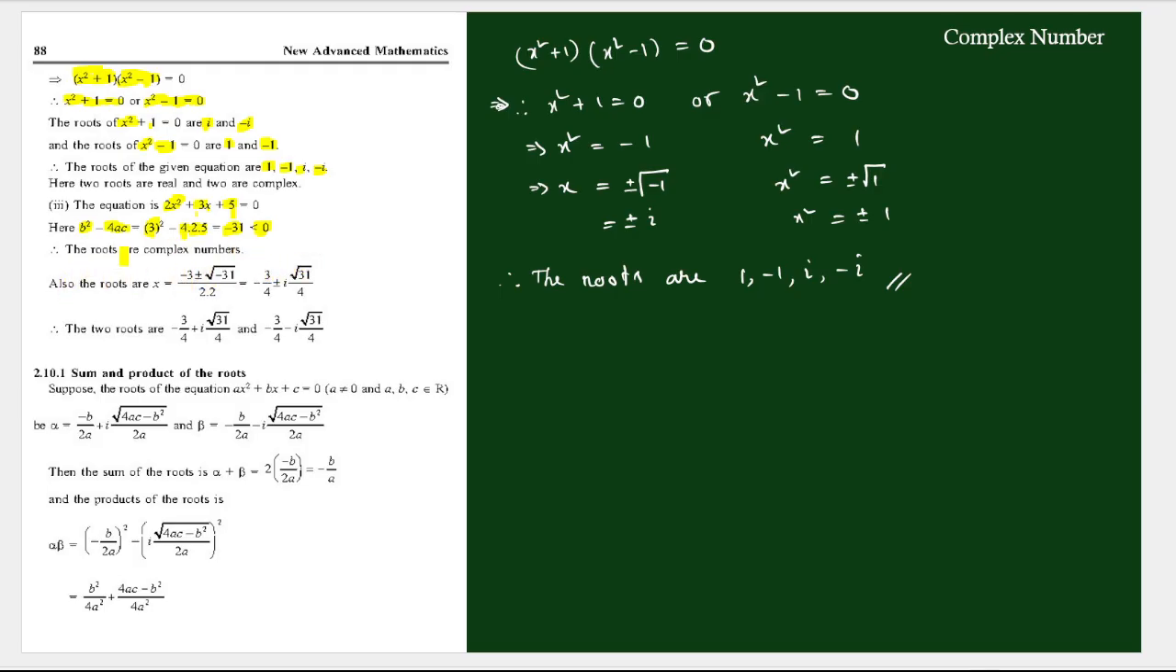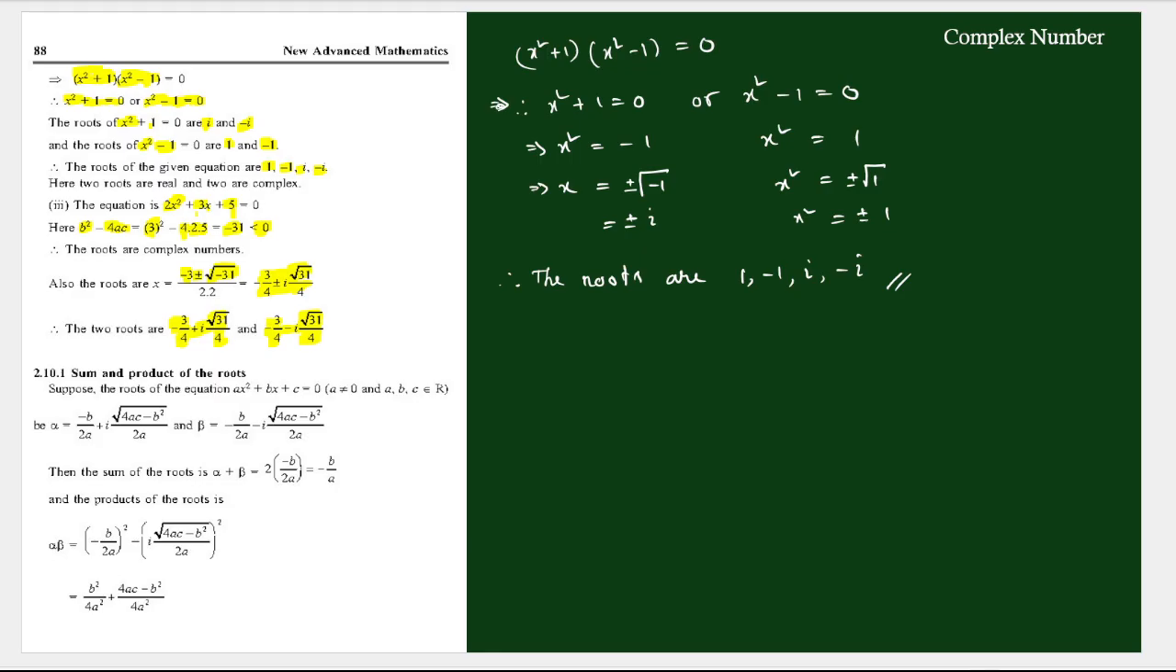So minus b plus minus root of b square minus 4ac, and b square minus 4ac is minus 31. So minus b is minus 3, so minus 3 plus minus root of minus 31. Root of minus 1 is i, so i root 31, plus minus, so one of them will be plus, another will be minus. So minus 3 by 4 plus i root 31 by 4, and minus 3 by 4 minus i root 31 by 4. Okay, I think you will be able to do this.